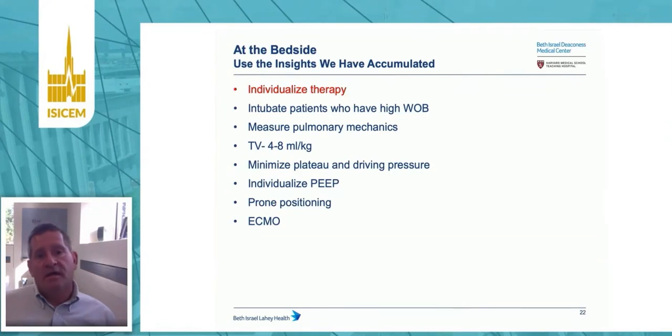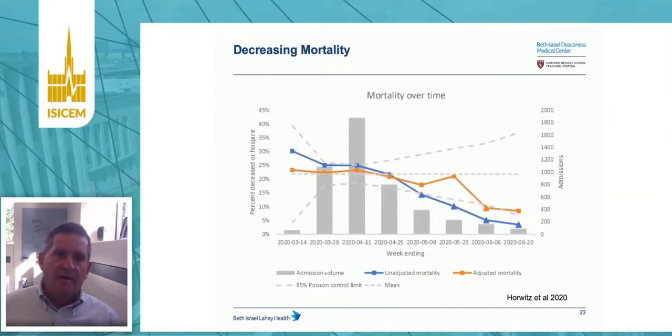So at the bedside, use the insights we've accumulated over years, individualize therapy to the patient, intubate those who have a high work of breathing, measure pulmonary mechanics. It's more important than ever. Lowish tidal volumes, but it doesn't have to be 6 mLs per kilo. It can be a little higher. Minimize plateau and driving pressures, individualize PEEP, and prone and ECMO patients who require it.